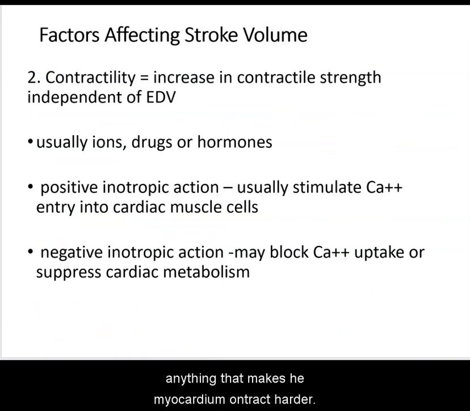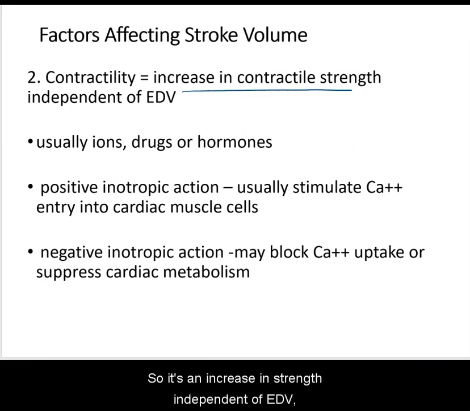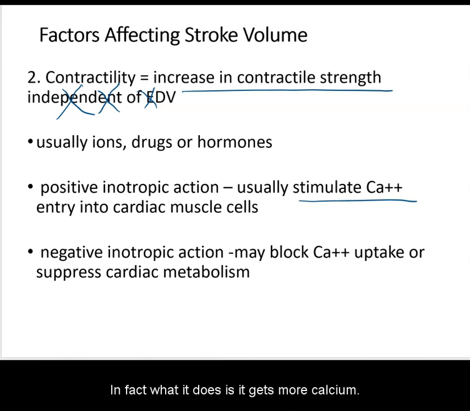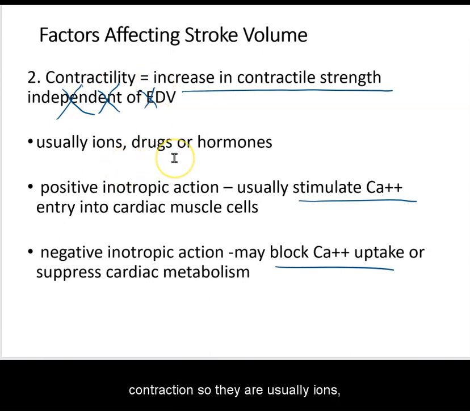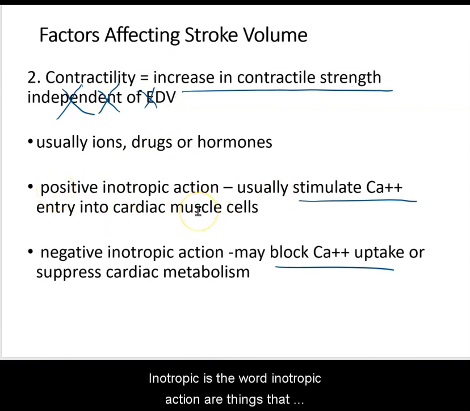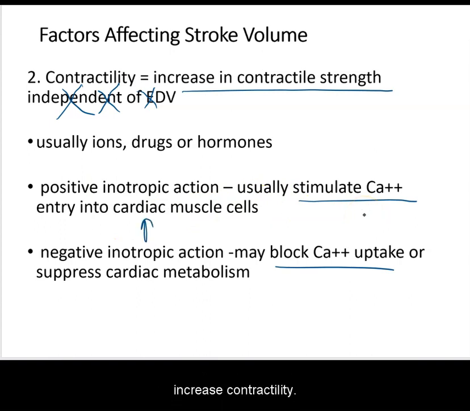Now, contractility is just a stronger muscle contraction. So it's anything that makes the myocardium contract harder. So it's an increase in strength independent of EDV. You don't have to stretch to get the increased strength. In fact, what it does is it gets more calcium. So contractility are things that get more calcium inside the myocardium. Remember, calcium is critical for removing the TT complex and activating those cross bridges. So if you were to get more calcium in, you get a stronger contraction. So they're usually ions, drugs, or hormones. Now, positive inotropic action are things that increase calcium entrance. And so they're going to increase contractility.